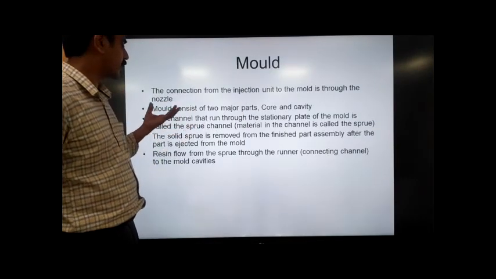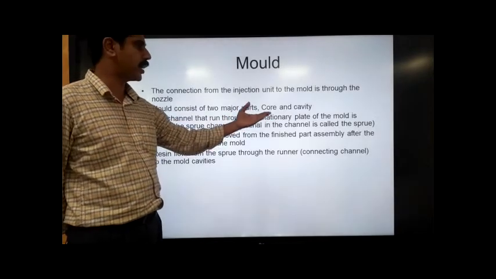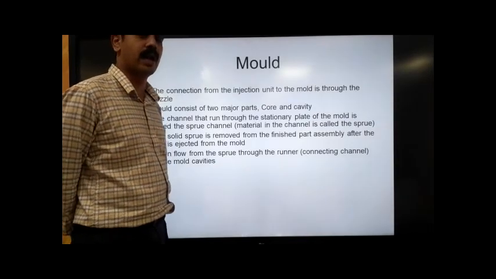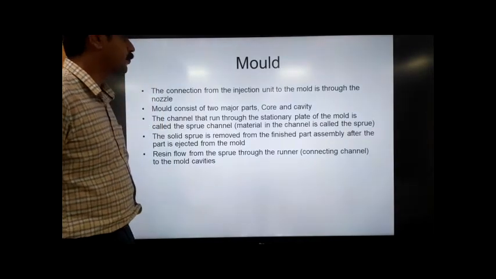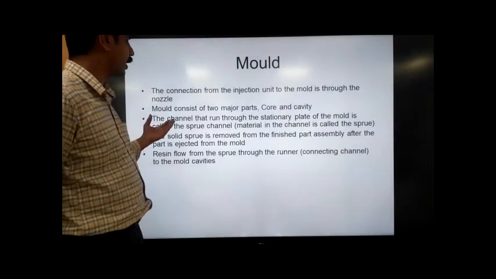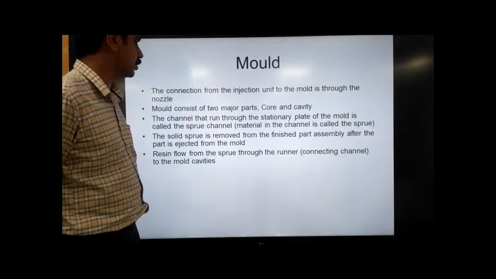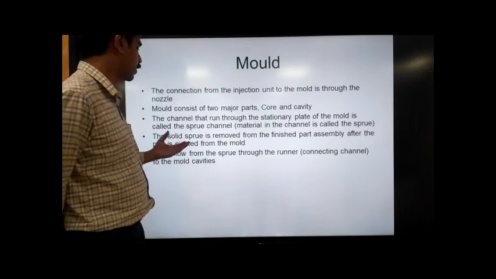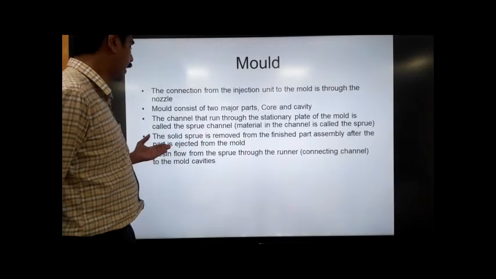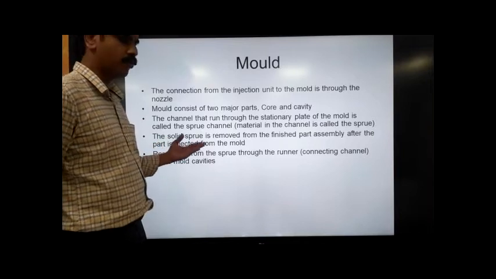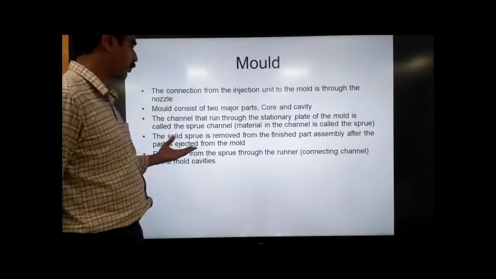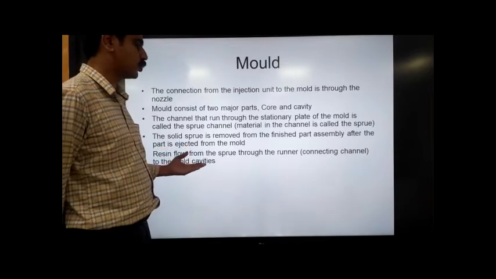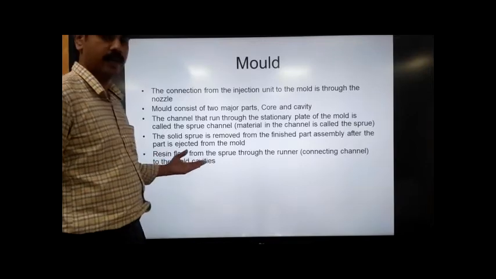Actually, a mold consists of two halves, and necessarily we have core and cavity. So any mold in the injection molding process will necessarily have core and cavity, and inside the mold there is a channel connecting the stationary platen to the impression, known as the sprue channel. The sprue is removed from the solidified plastic after injection, and the resin flows from the sprue to the impressions through the runner inside the mold.